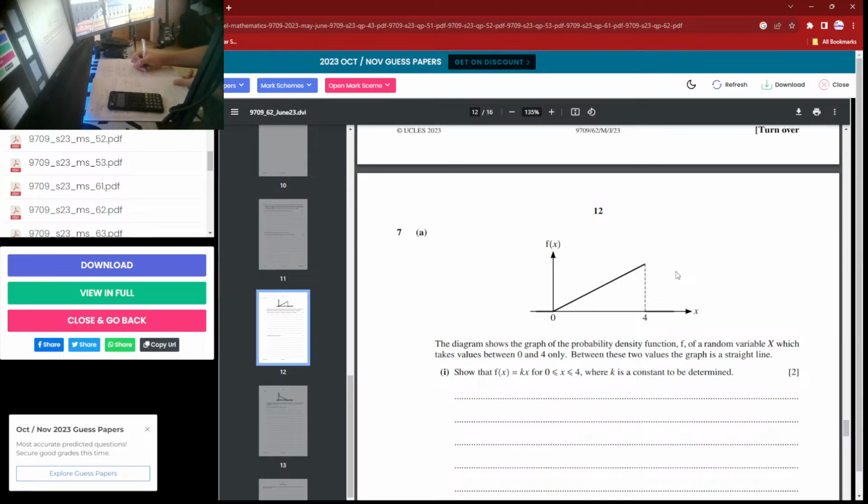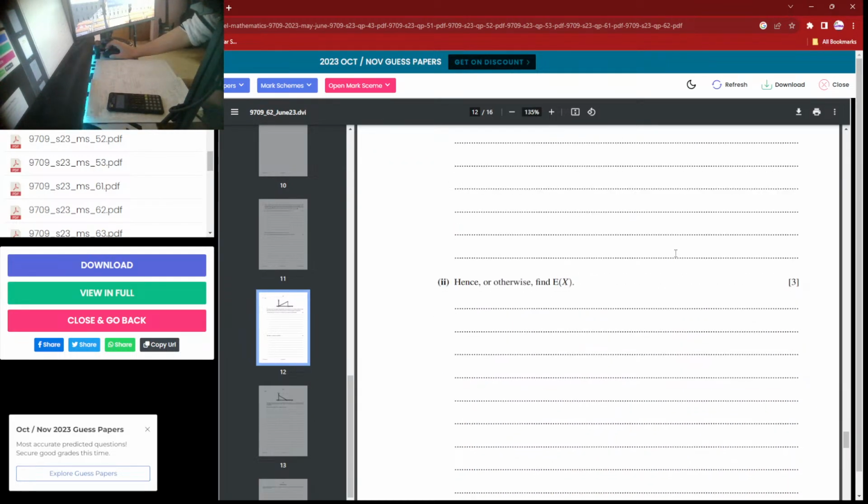So gradient is equal to y1 minus y2, which is half minus 0 over x1, 4 minus 0, which gives us half divided by 4, 1 over 8. And when we use y equals mx plus c, our m is 1 over 8, y is equal to 1 over 8 x, and our c will be 0 because it cuts the y-axis at 0. So therefore, f(x) is equal to 1 over 8 x. There we go. Okay, moving on.